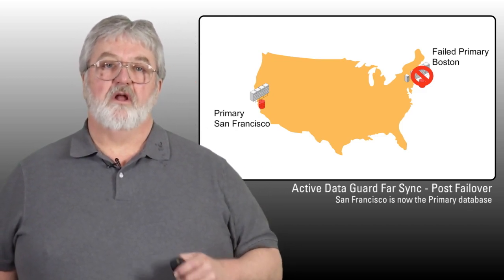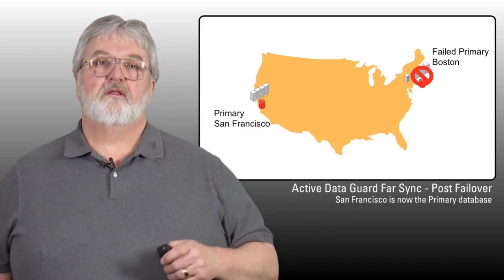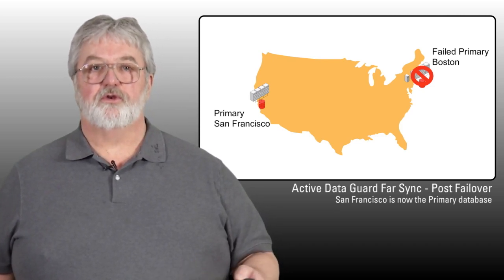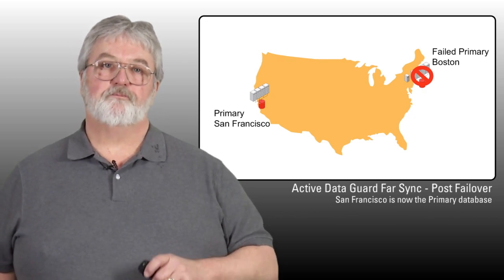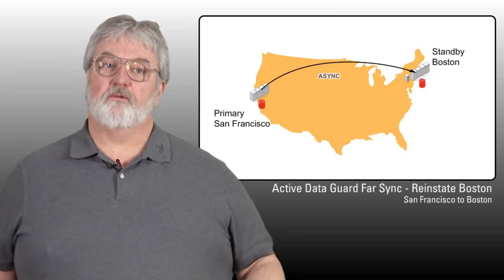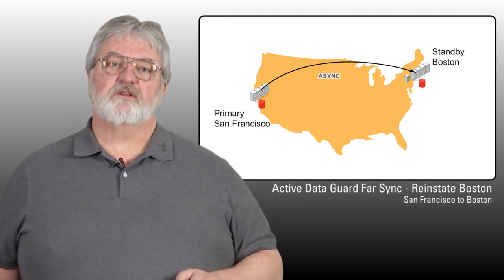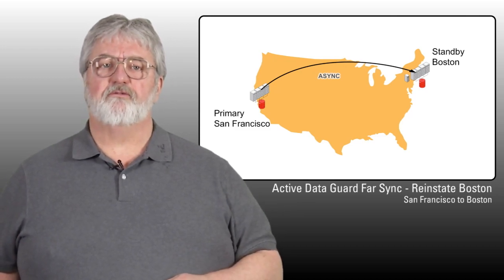If Hartford is not available, for example, if the entire eastern seaboard lost power, then you would still be able to do a failover to San Francisco. However, you would do the normal asynchronous failover that you would have done originally without the FarSync instance. Now, when Boston comes back, you'll notice that we can just configure things to ship asynchronously from San Francisco back to Boston as a standby once it's been reinstated.